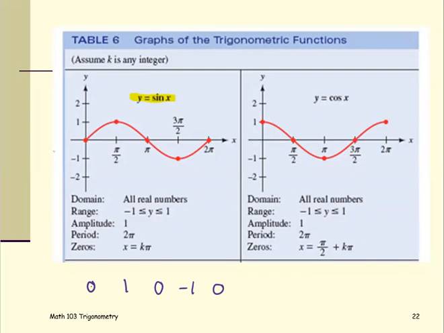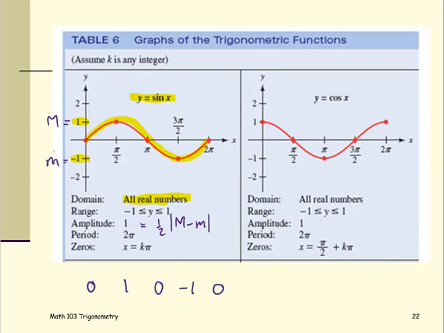So the domain of the sine function is the set of all real numbers, and the range is from -1 to +1 because the maximum is 1 and the minimum is -1. The amplitude is 1, which comes from the formula 1/2 times the absolute value of the difference of the max and the min. The max is capital M equals 1 and the min is lowercase m equals -1. The period is 2 pi because the graph completes one cycle after 2 pi.